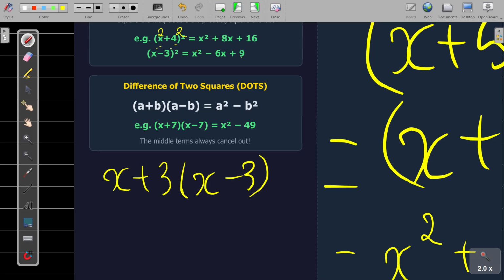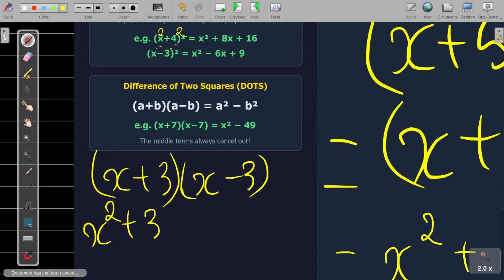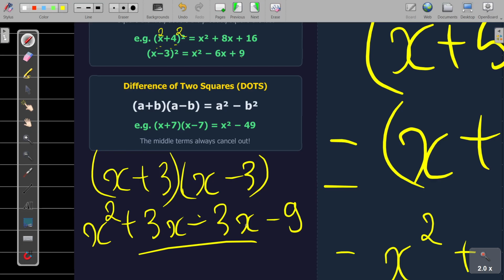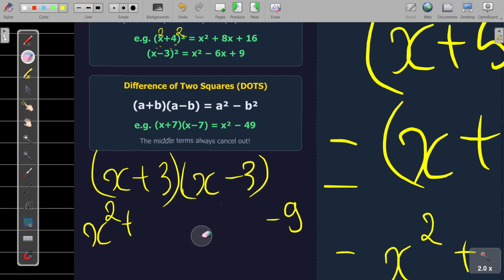This is essentially the same problem, but with different numbers. Notice the pattern before you calculate. The brackets are completely identical, except one has a minus and one has a plus. This is the signature of the difference of two squares, which is going to be called DOTS. If we did FOIL on this, we would have x squared plus 3x minus 3x, and then minus 9. And these two terms cancel each other out, because 3x minus 3x is zero. So this will be shortened to x squared minus 9.